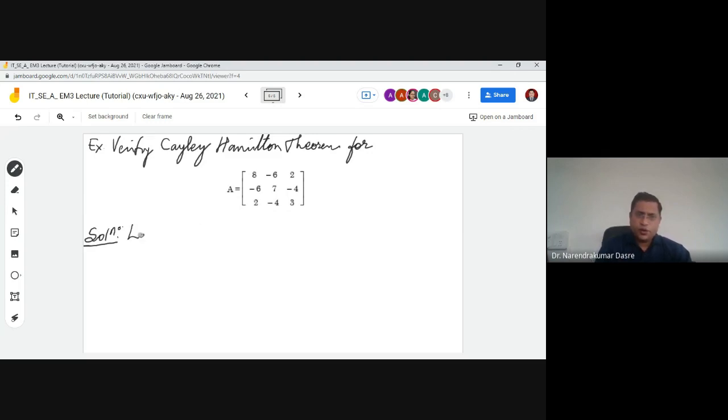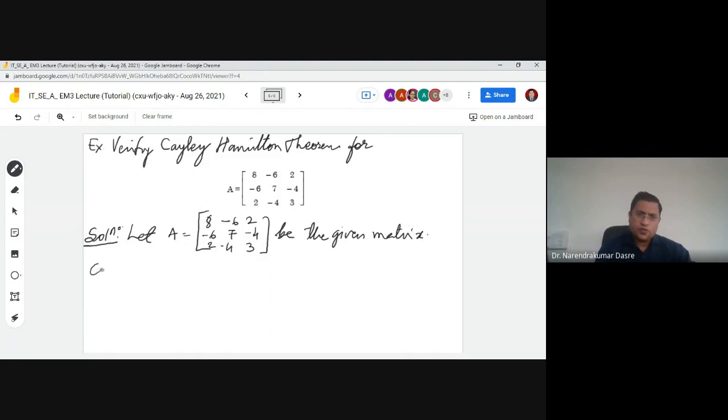So let A be equal to, first always start your answer with what is given: 8, minus 6, 2; minus 6, 7, minus 4; 2, minus 4, 3. Be the given matrix.